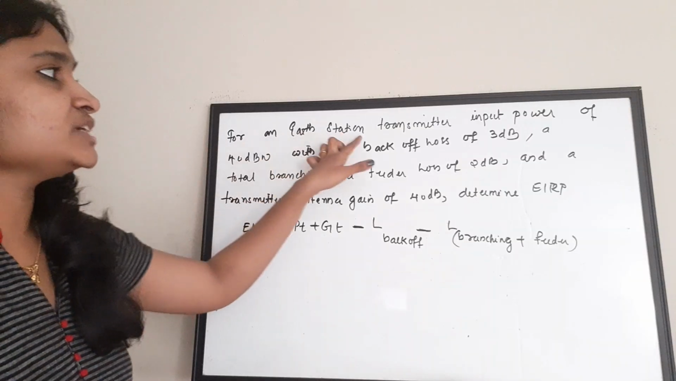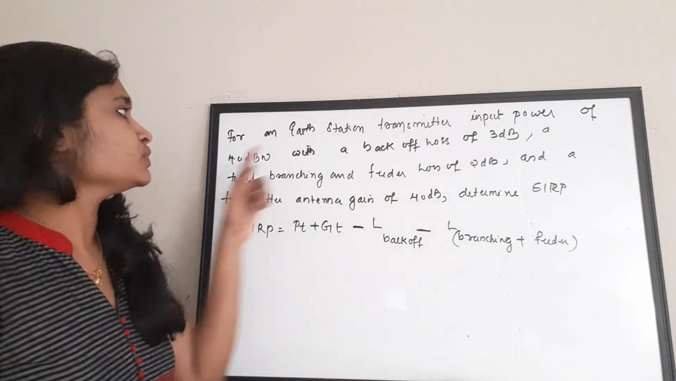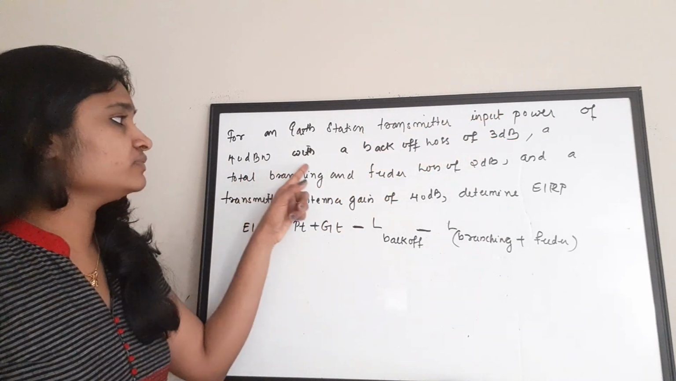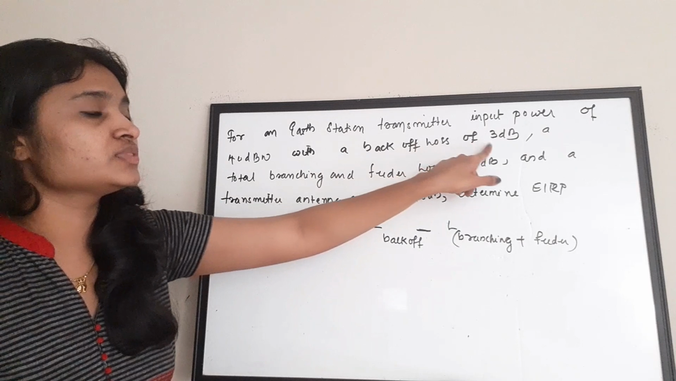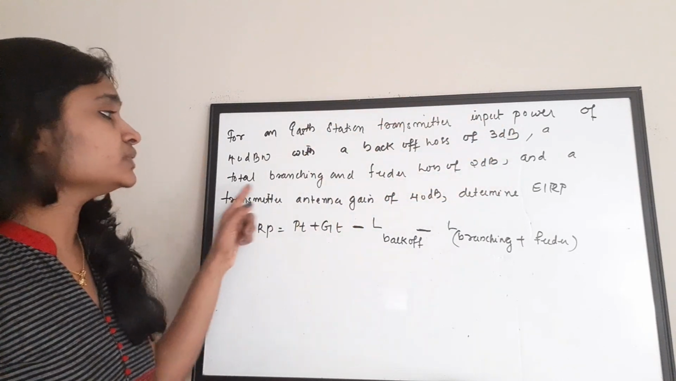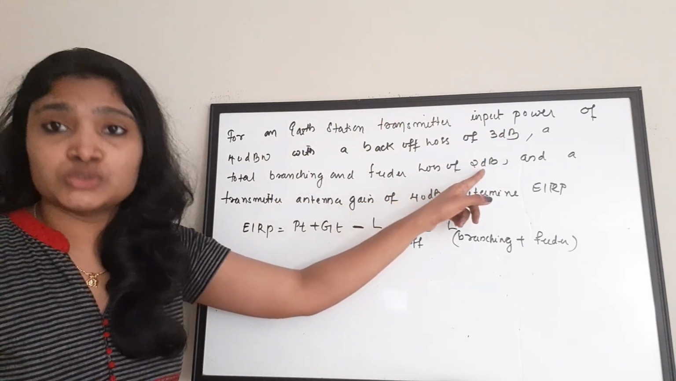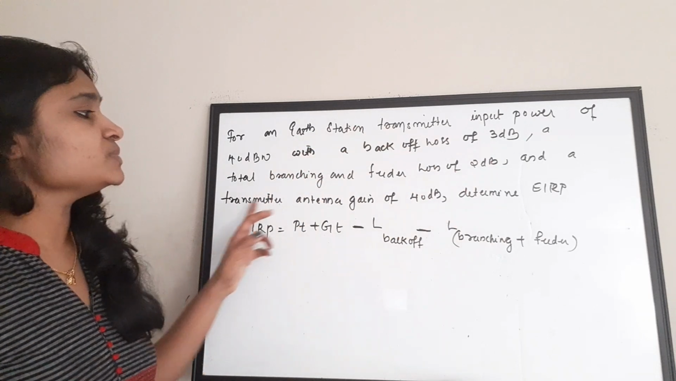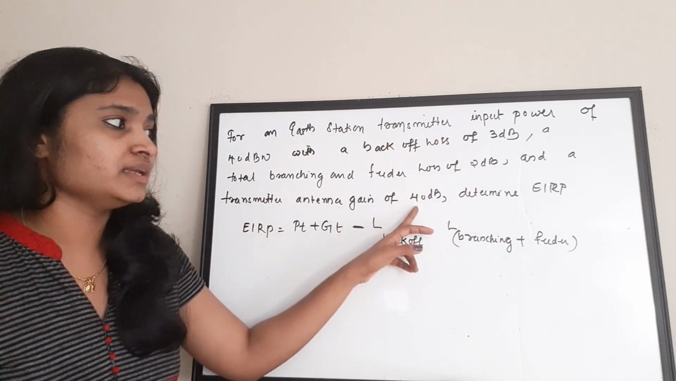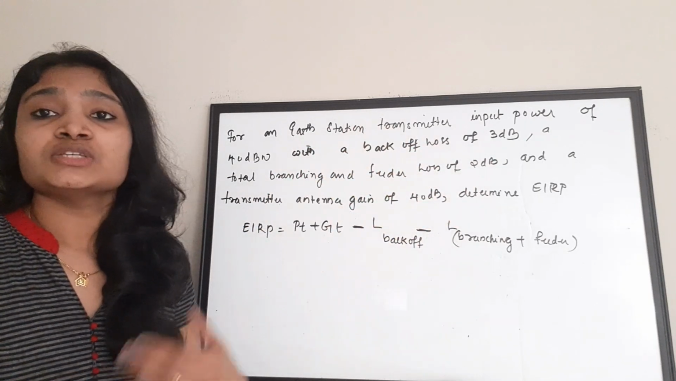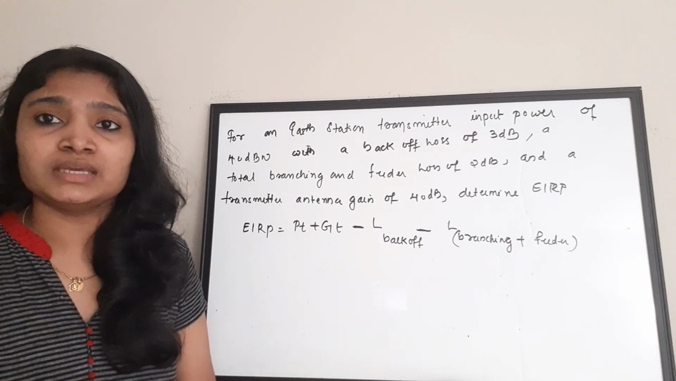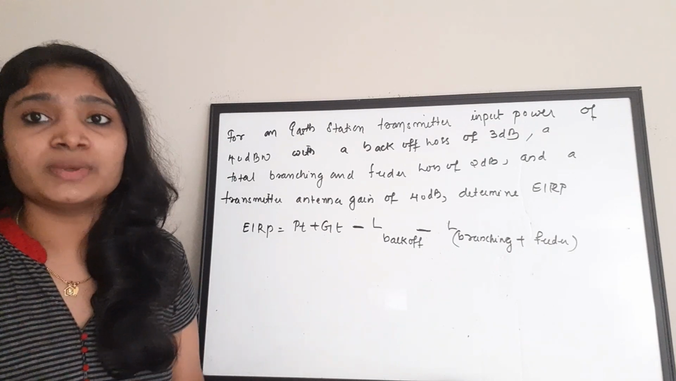For an earth station transmitter, input power of 40 dB watt with a back-off loss of 3 dB, a total branching and feeder loss of 2 dB and a transmitter antenna gain of 40 dB. Determine EIRP. So what is EIRP? EIRP is effective isotropic radiated power.